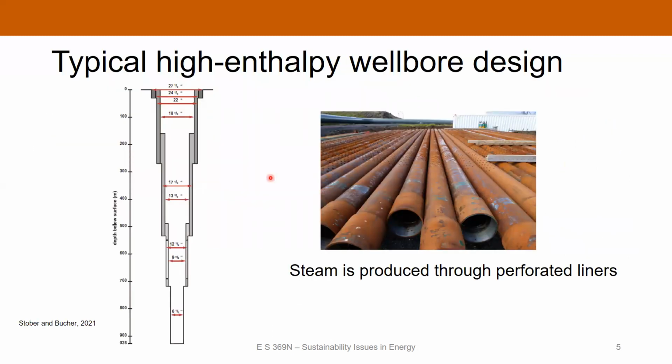So high enthalpy wells are designed a little differently from hydrothermal doublets in that it's almost like you're producing oil or gas from the subsurface. You're just producing steam. And so there'll be a series of different casing strings that you go down to get down to your production interval. And you typically produce the steam through these perforated liners. Here are some examples. You can see the perforations in these pipes. And so the steam flows into the pipe and then back out to the surface through the well. So it's a fairly simple well construction, and that's how it works.